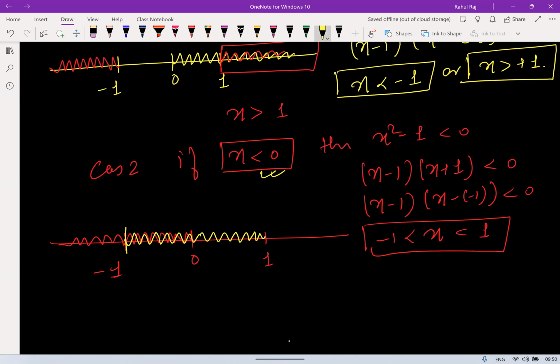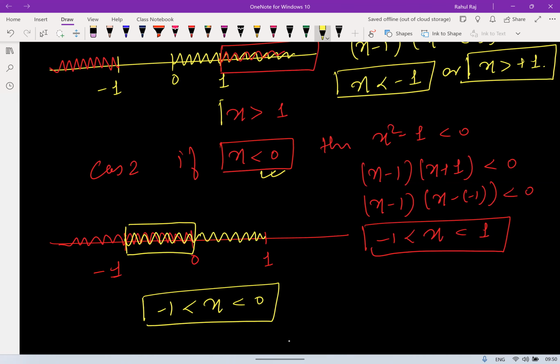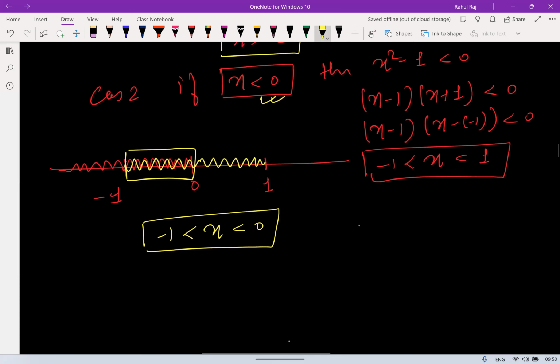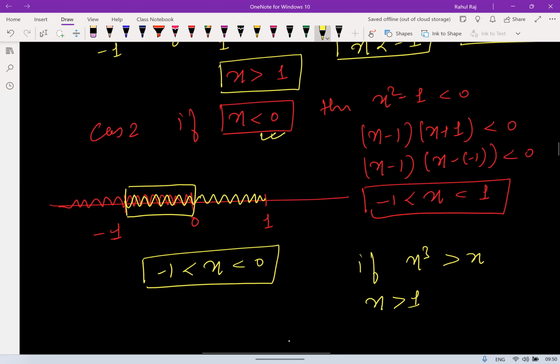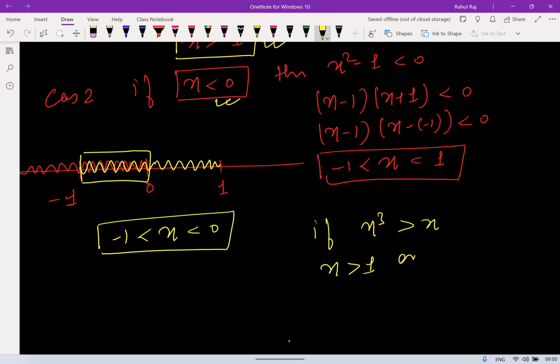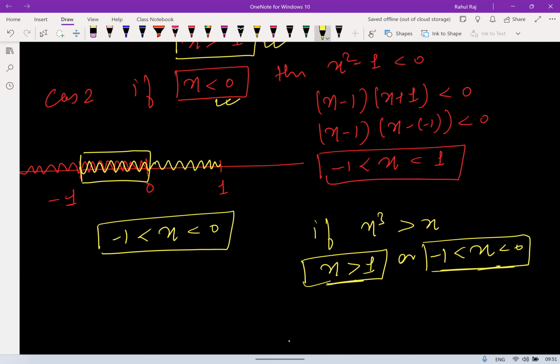But what is the common term, Alexa? That x is less than 0 and x lies between negative 1 and 0. So these are the two conditions, Alexa. If x cube is greater than x, it simply means, Alexa, that either x is greater than 1, this is what we have got in the first case, or x lies between negative 1 and 0. Is this clear? It means that if x cube is greater than x, it will only satisfy for all these values. If x is greater than 1, x cube will be greater than x. And if x lies between negative 1 and 0, in that case also x cube will be greater than x.